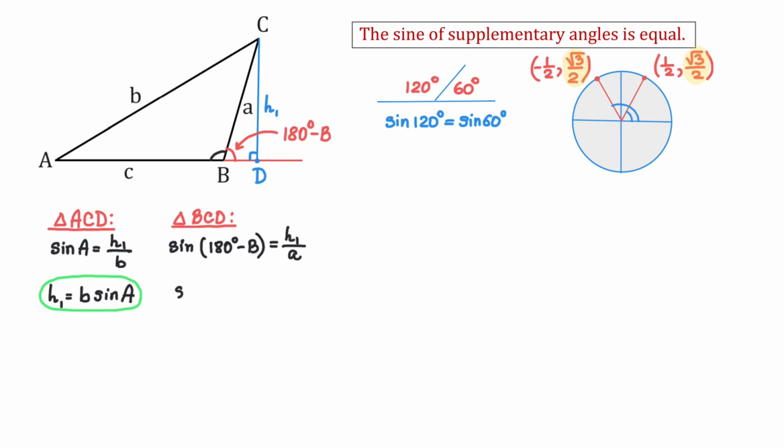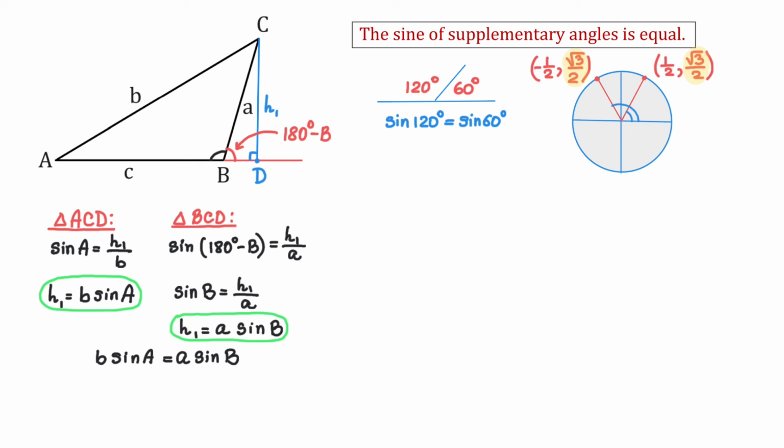Then we will have sine of B equals h sub 1 over A. Then we will solve for h sub 1, and h sub 1 equals A sine of B. And now, if both these expressions represent h sub 1, then we can make them equal. We can write that B sine of angle A equals A sine of angle B.